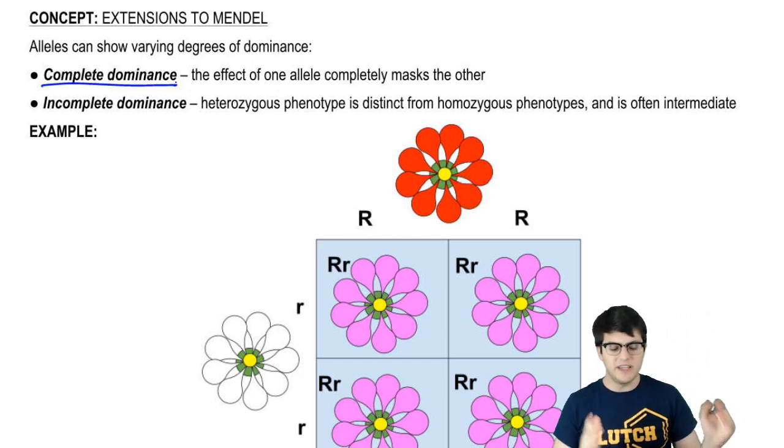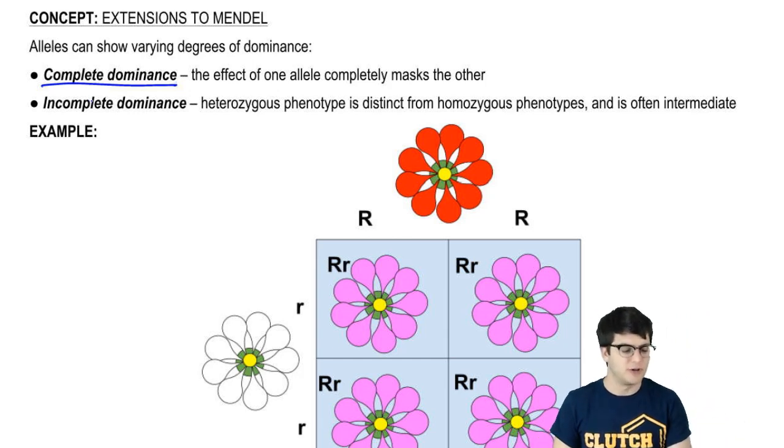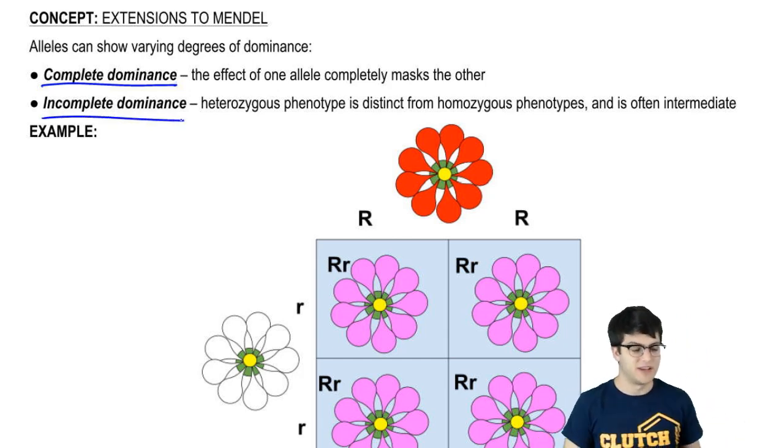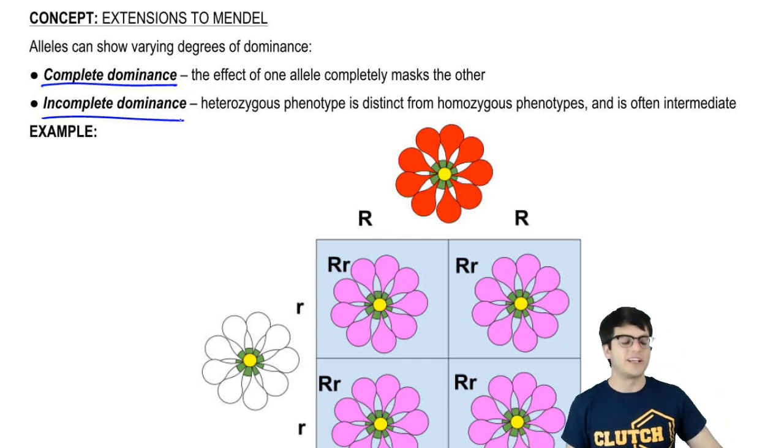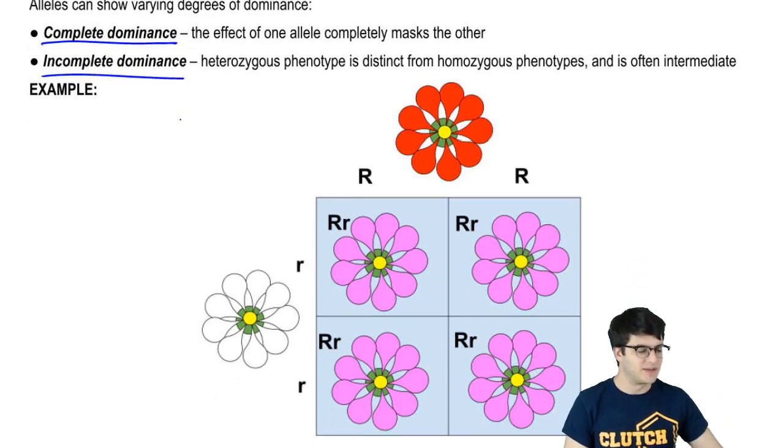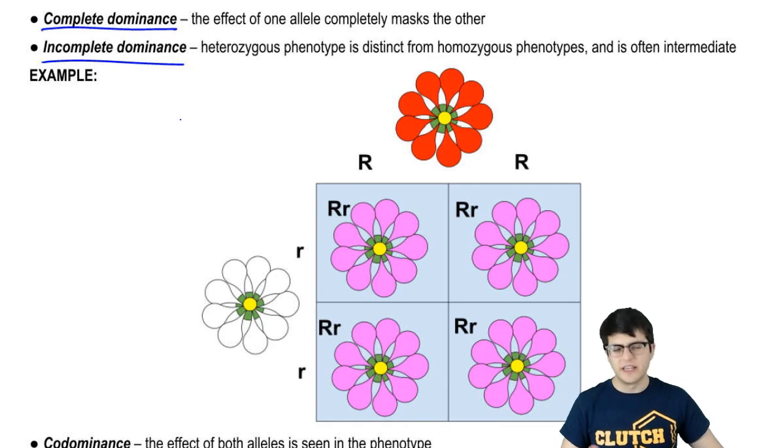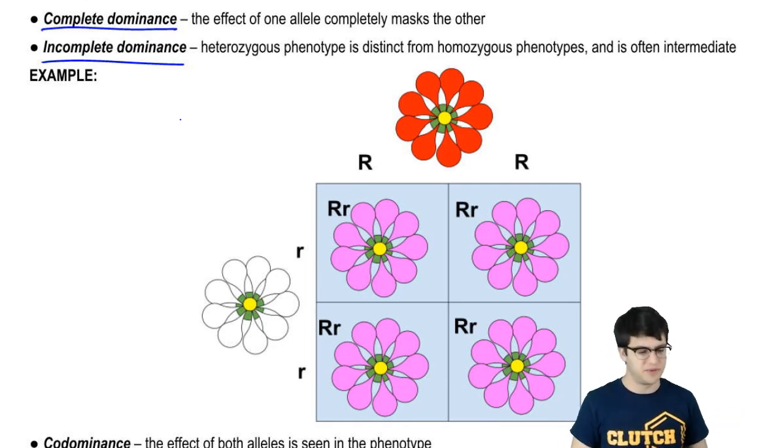Now, some alleles actually, it turns out, show incomplete dominance. And in these, we have a heterozygous phenotype that is distinct from the two homozygous phenotypes, and generally looks like a blend between the two, or is sort of like an intermediate between the two.